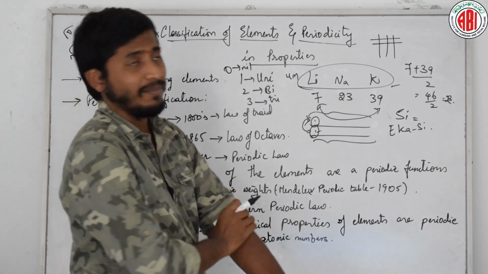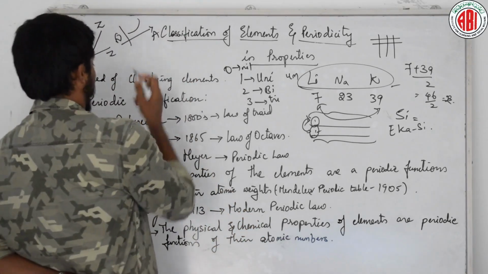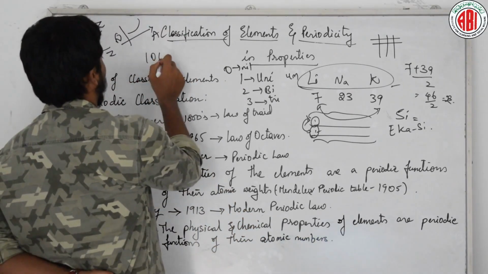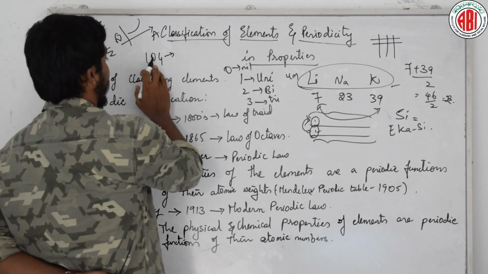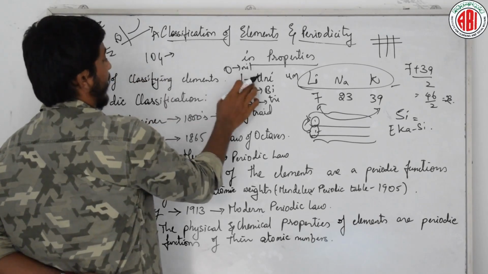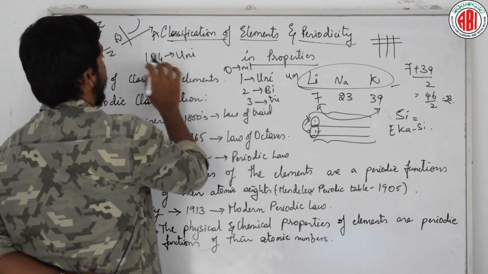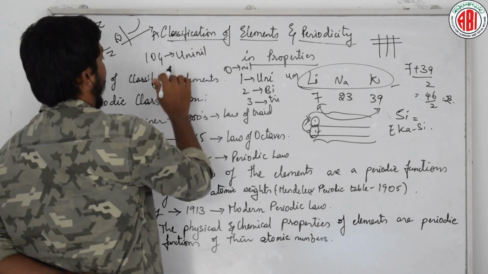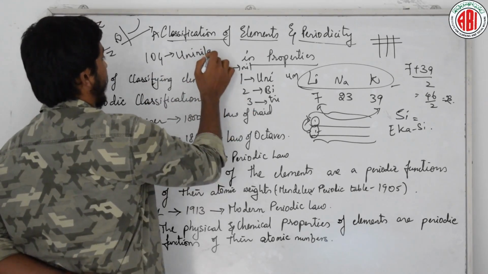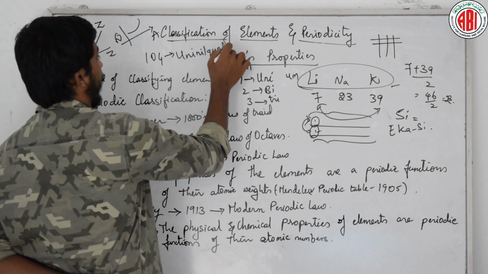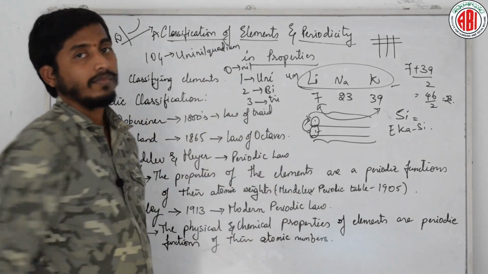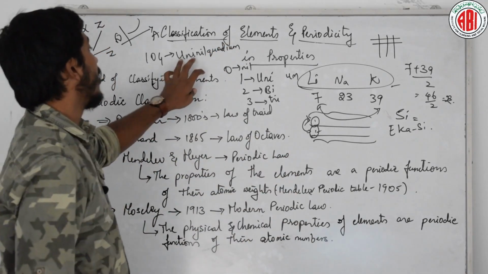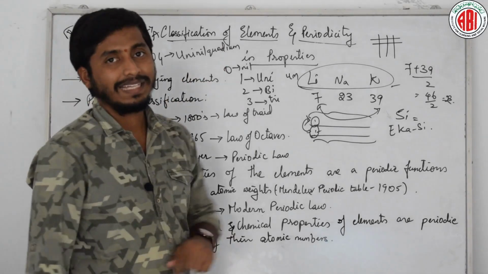Based on this, for example, if there is a future element whose atomic number is 104, 1, 0, 4. What do you mean by the 1? Uni. What is 0? Nil. What is 4? Quad, plus ium. Now tell me the name. Uni nil quadium. Isn't it?